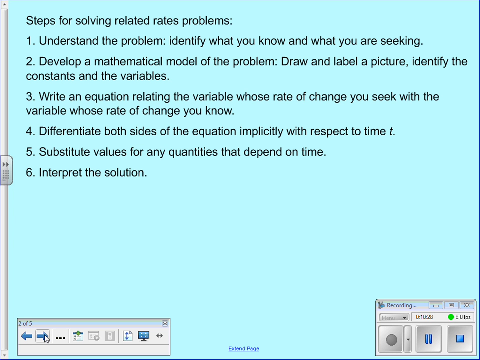I suggest you get this written down. I'll go over them and then I'll pause so you'll have time to read. Steps for solving related rate problems. 1, understand the problem. Identify what you know and what you are seeking.